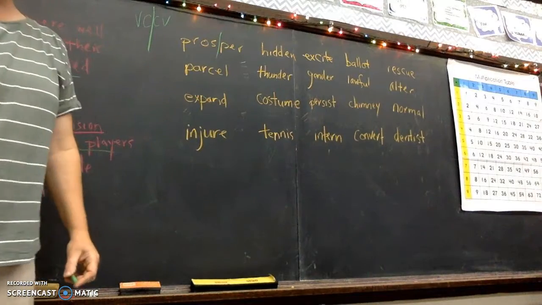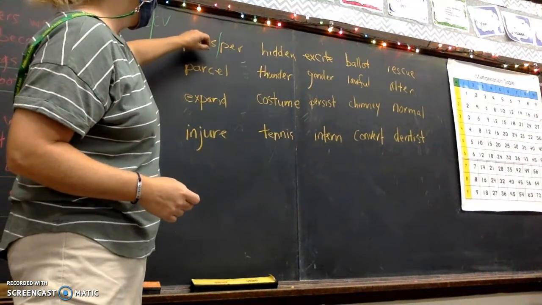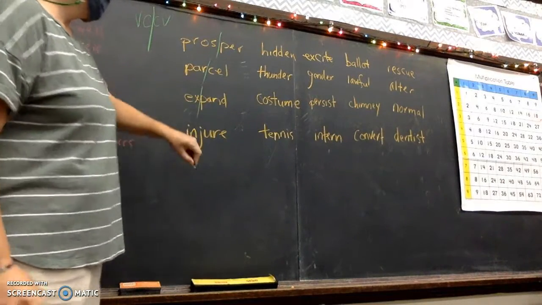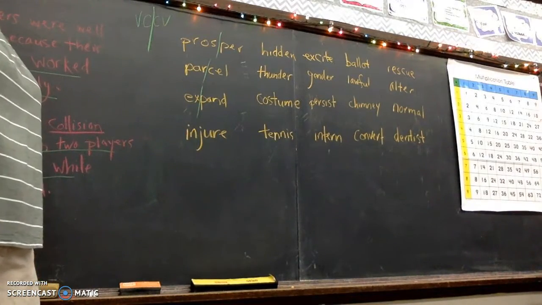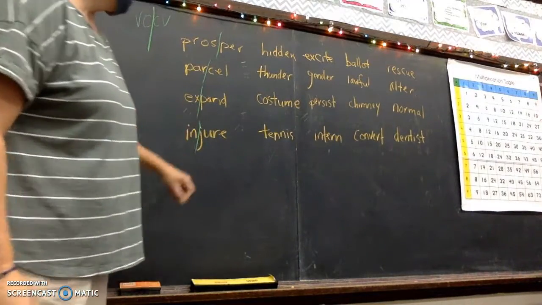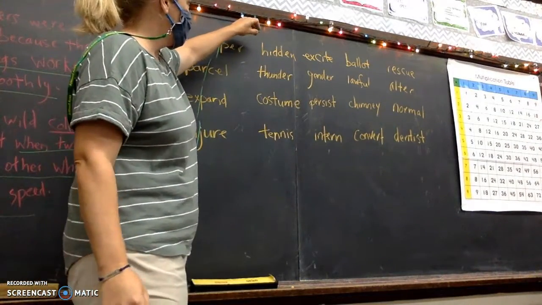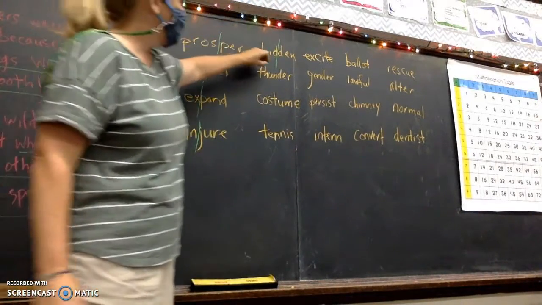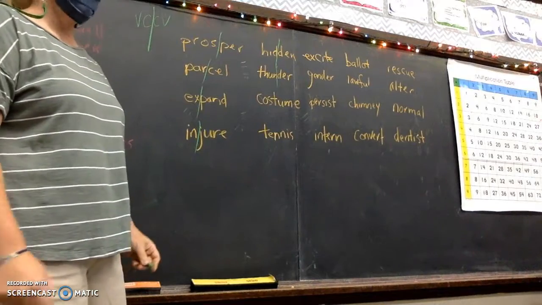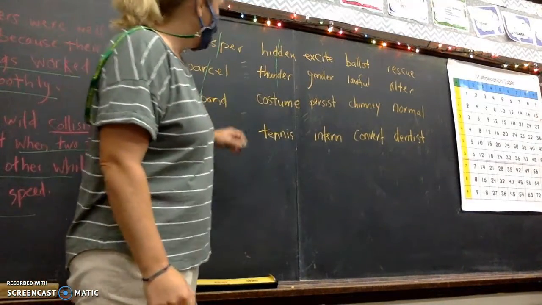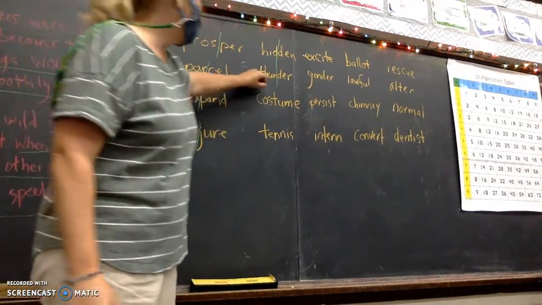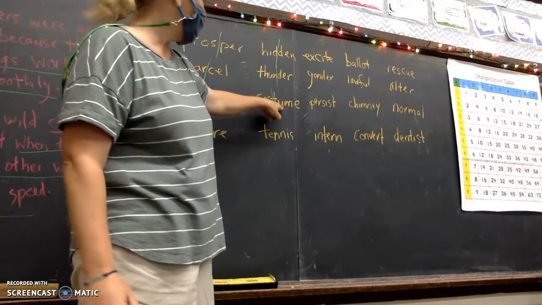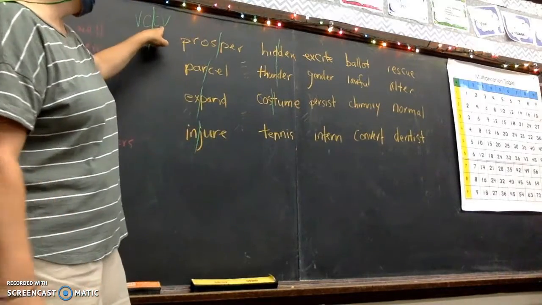Who's got parcel? Peyton. Good. Who has expand? Abby. Cut it between the X and P. Who has injure? Yes, hidden. Devin. Dawson, thunder. The N and the P. Caden, costume. T and the U. The S and the T. There you go. What's that U? Is it a consonant or a vowel? There you go. We don't want to cut it by the vowel.